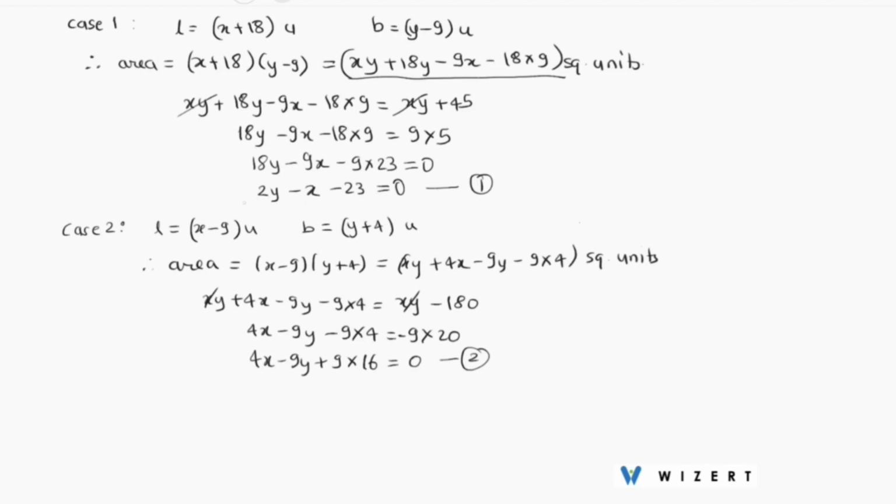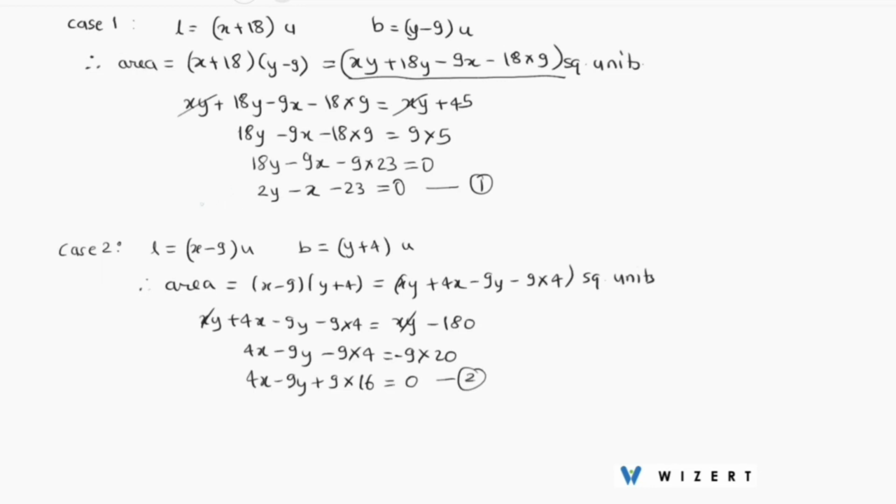Now we have 2y minus x minus 23 equal to 0 here, and this here. So to eliminate x, we will simply multiply equation 1 by 4. Multiplying equation 1 by 4, we get 4 multiplied by 2y is 8y minus 4x minus 23 multiplied by 4 equal to 0, and let's call this equation 3.